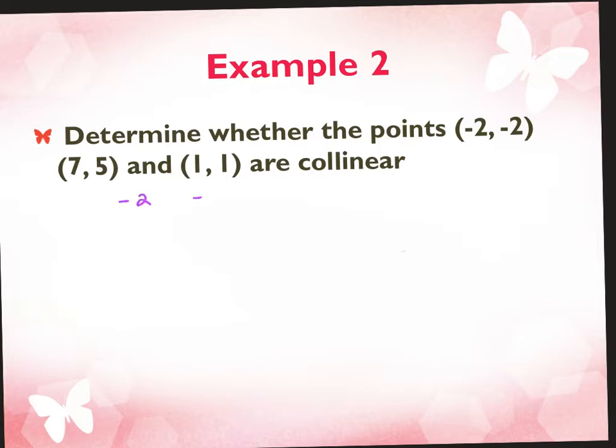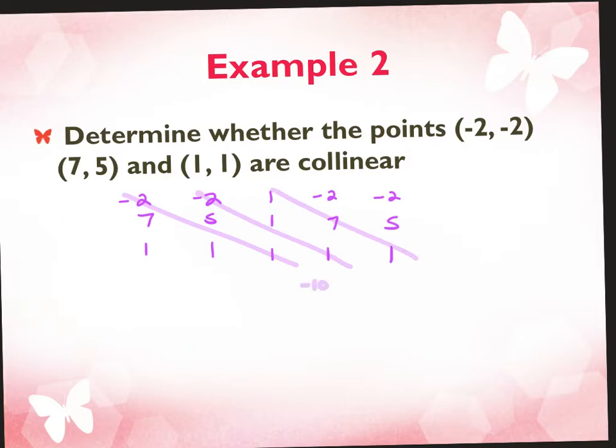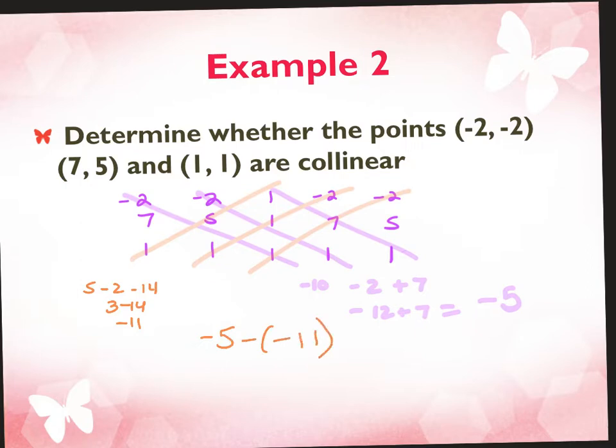So I would do -2, -2, 1, 7, 5, 1, 1, 1, 1. Duplicate the first 2 columns, -2, 7, 1, -2, 5, 1. Top left, bottom right diagonals first. -10, -2, +7, -12, +7, -5, and then back the other way. 5, -2, -14, 3, -14, -11, and I get -5 minus a -11, which becomes +6. Is 6 0? No, so these are not collinear.